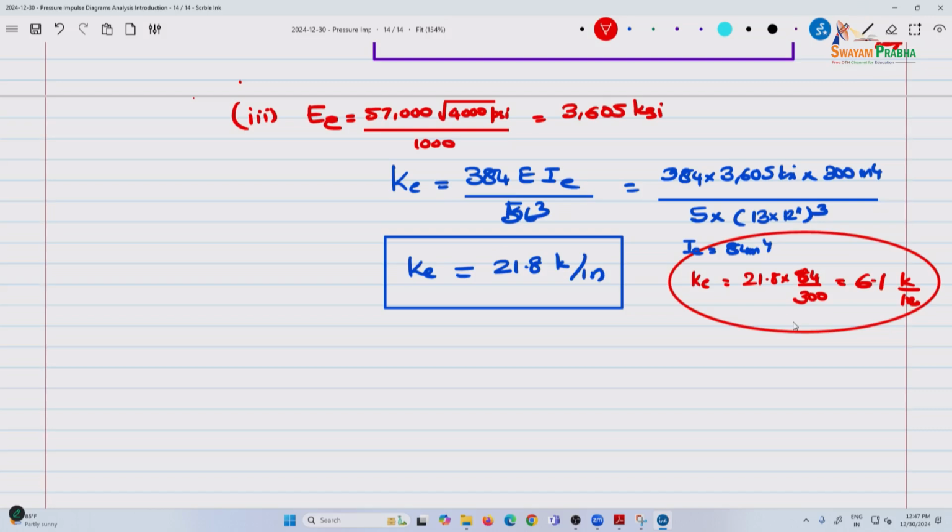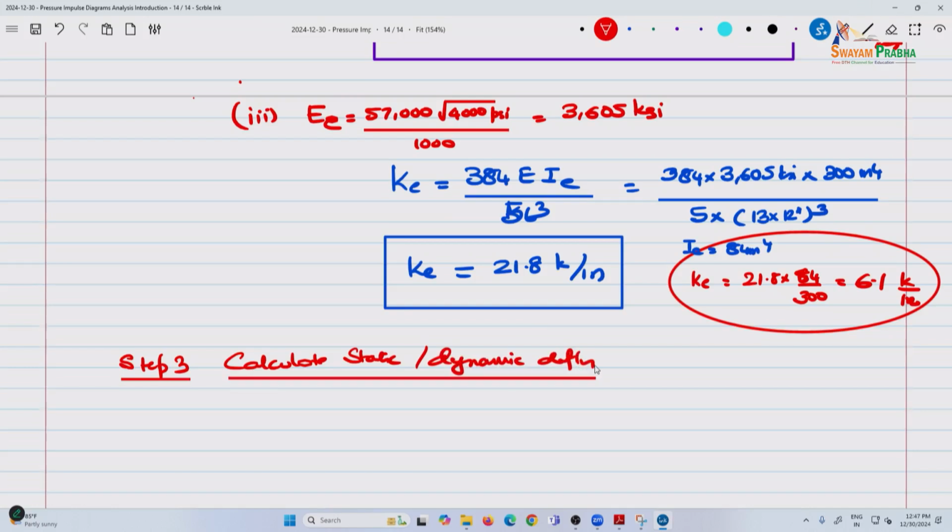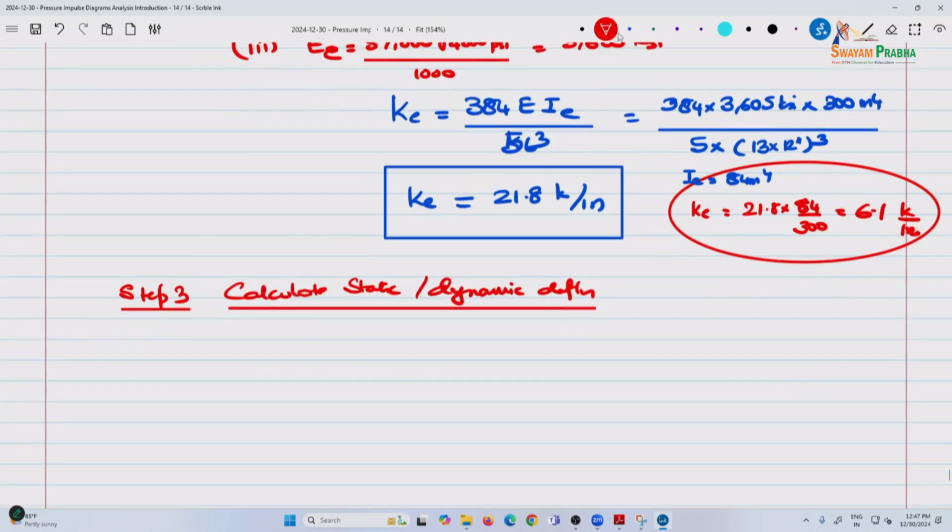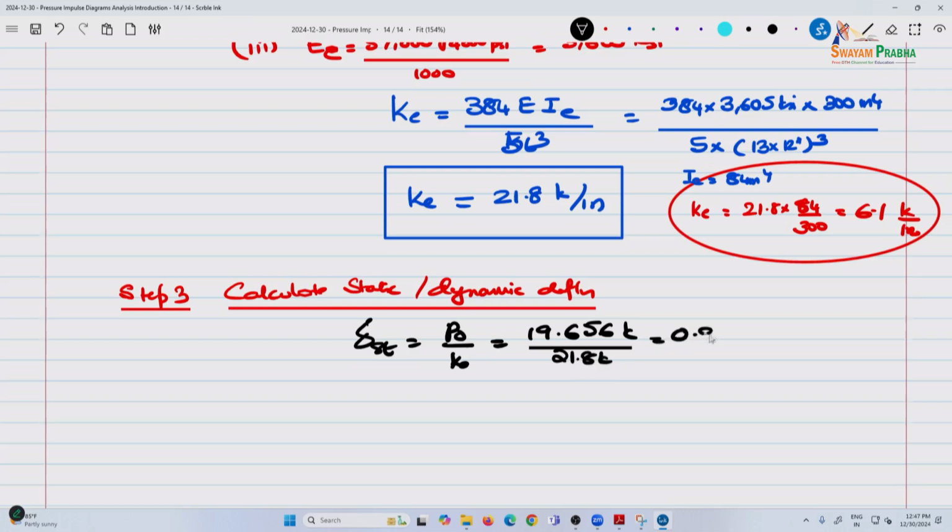Then, I don't know which step we are in, but calculate static and dynamic deflection. The static deflection is P naught by KE, which is 19.656 kips divided by 21.8 kips. So the difference would come somewhere here, 0.9 inches.